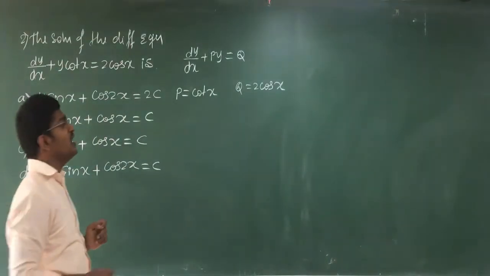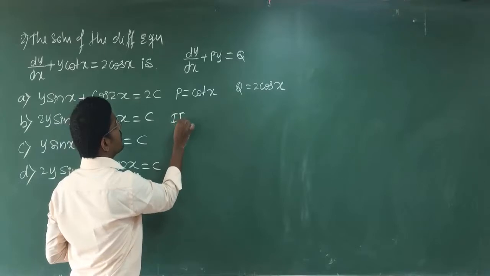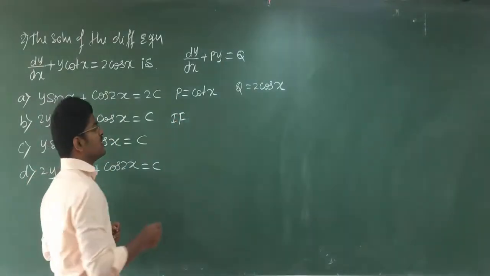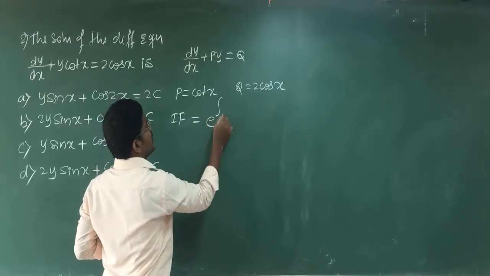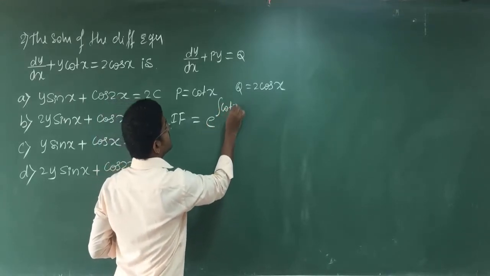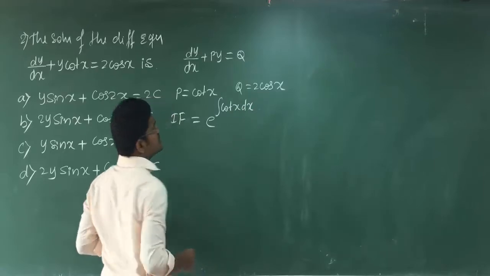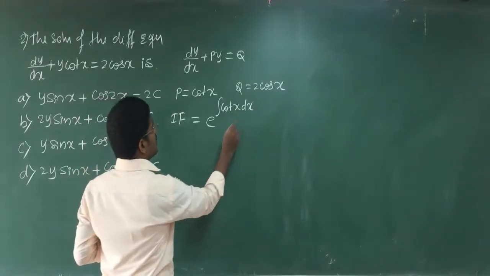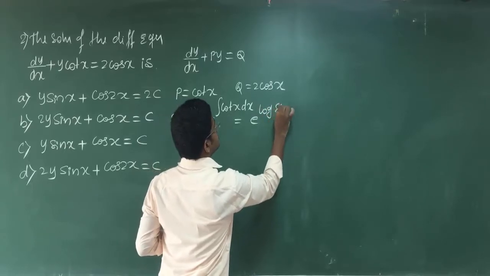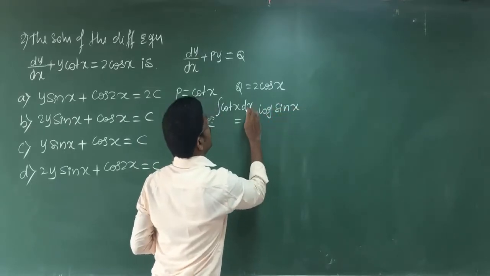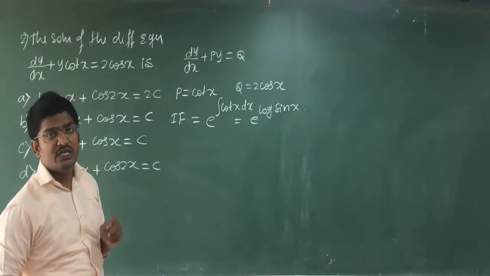Clear? So next what we have to find? We have to find the integrating factor, IF. Clear? What is the IF formula? IF equals e to the power of integration of cot x with respect to dx. So it will be equal to e to the power of log of sin x.